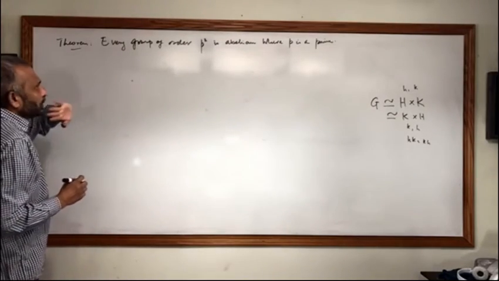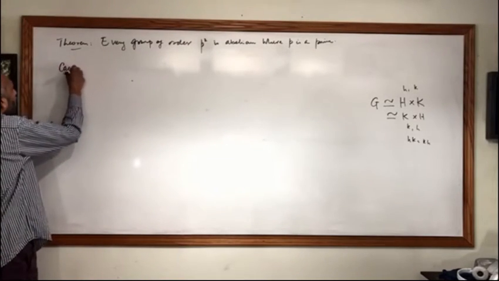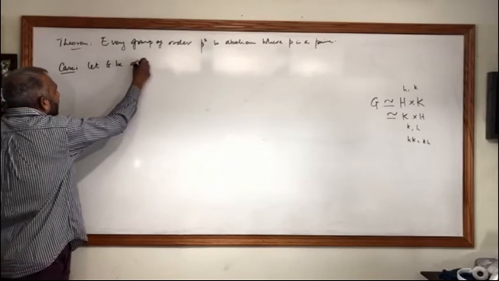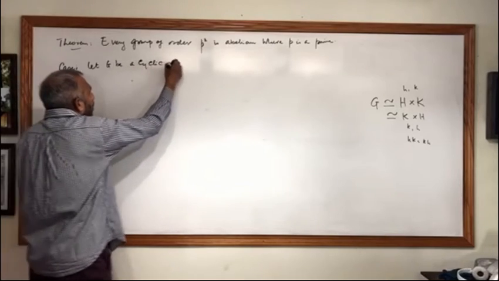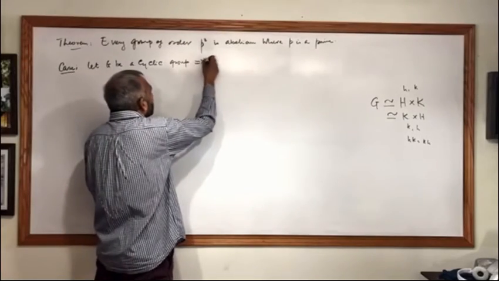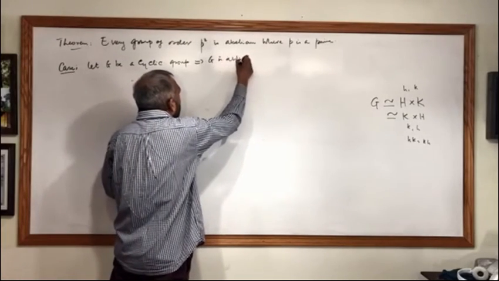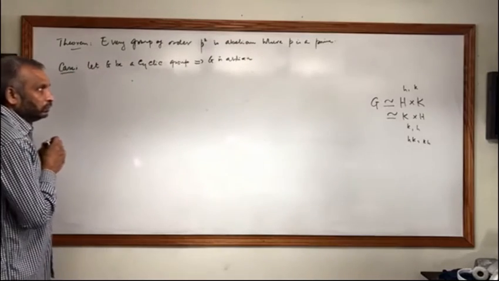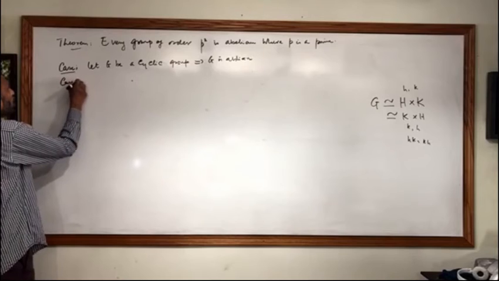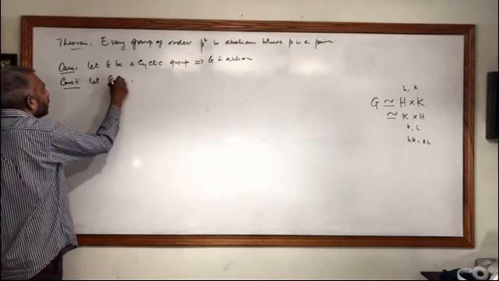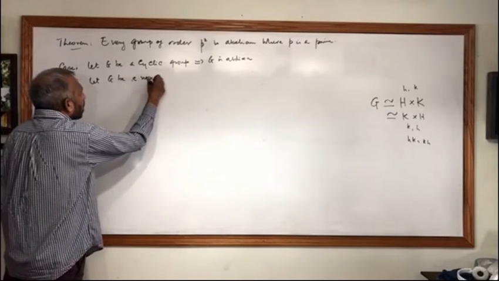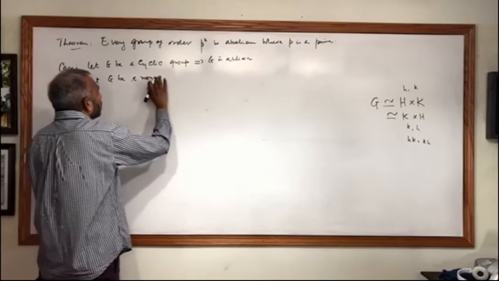Now there are two situations here. Case 1. Let G be a cyclic group. If it is a cyclic group, that means G is abelian. There is nothing to prove. All cyclic groups are abelian groups. Now case 2. Let G be a non-cyclic group.